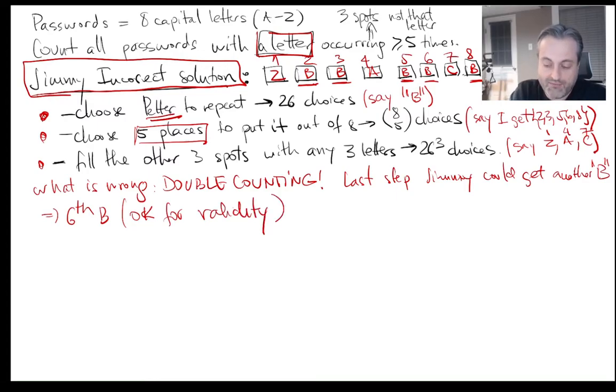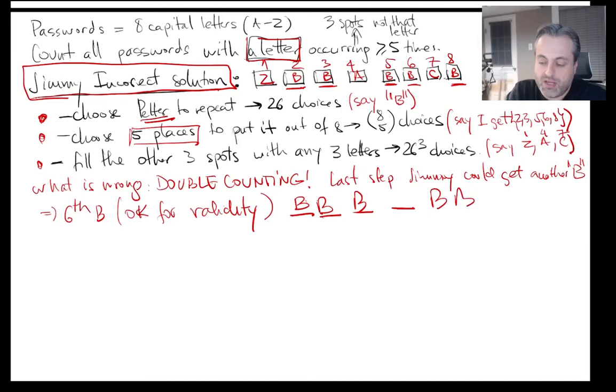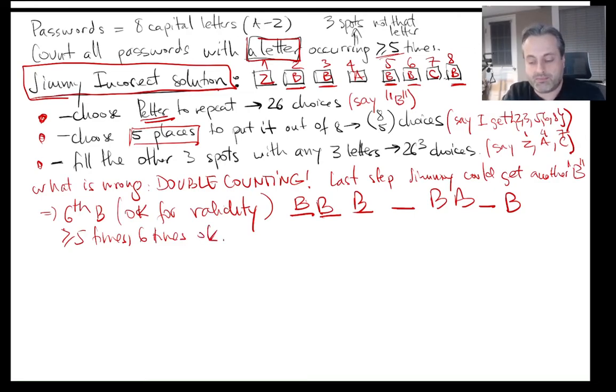So if you have B, B, B, and then some other thing, and then again B, B, and some other thing, and another B, that's okay because it has to be at least 5 times, right? So 6 is at least 5 times. 6 times is okay. So that's not the problem. The problem is this is double counted.